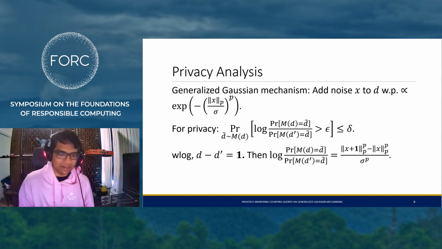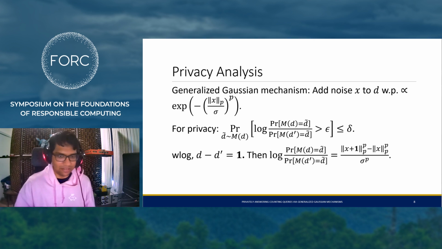Okay, so without loss of generality, d minus d prime is the all ones vector. With this assumption, we can just evaluate the log likelihood ratio. We get that the log likelihood ratio is the Lp norm of x plus the all ones vector to the p, minus the Lp norm of x to the p, all over sigma to the p. It suffices then to tail bound the numerator, which is the difference between these Lp to the p norms.